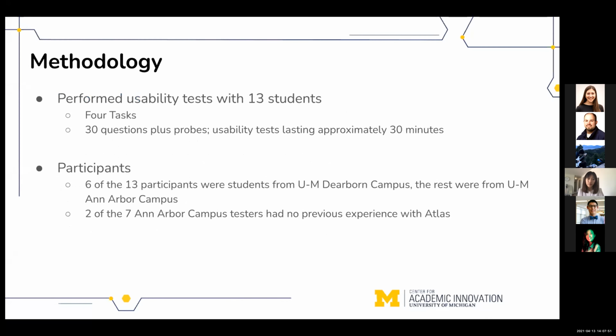And like mentioned before, the usability test consisted of 4 tasks. We performed the test with 13 students. There are around 30 questions in total, plus probing questions, and the test lasted approximately 30 minutes. 6 out of the 13 participants we tested with were students from the University of Michigan Dearborn campus, and the rest were from Ann Arbor campus. And 2 of the 7 Ann Arbor campus testers had no previous experience with Atlas.